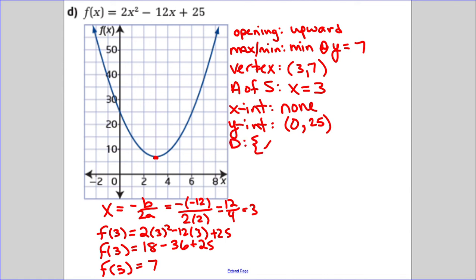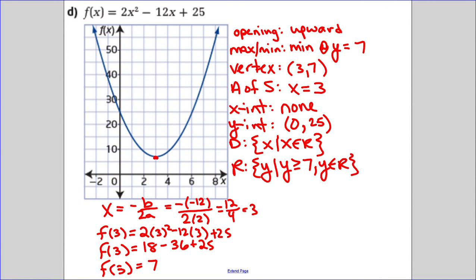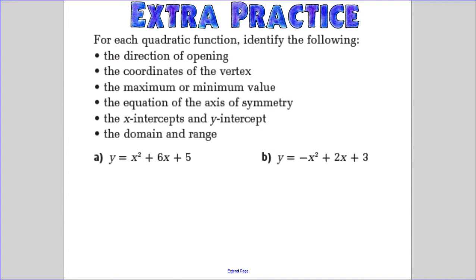The domain is the same, x in the real numbers, and my range in this case, because I have a minimum value, means that y is going to be greater than or equal to 7, such that y is in the set of real numbers. Alright, so that was going through a bunch of different scenarios where we can use standard form to find the characteristics. We're going to move on to our next section.